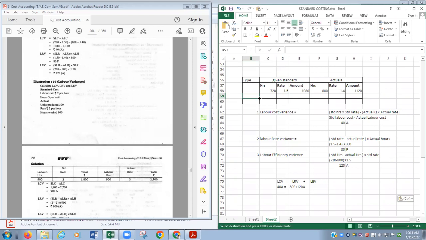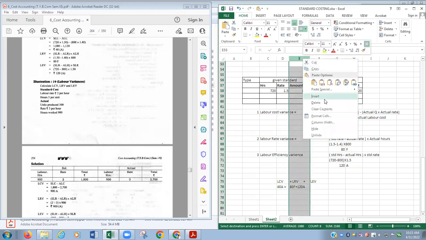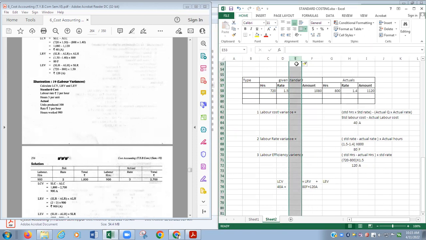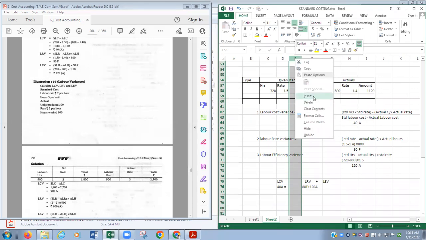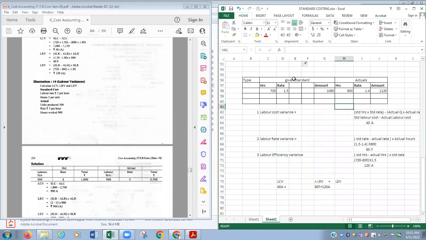Now, if you observe, students, we are given standard for 1 unit, but actuals are for 300 units. So we have to revise the standard. We'll just need 2 more columns. I'll insert 2 more columns here so as to make one revised standard.